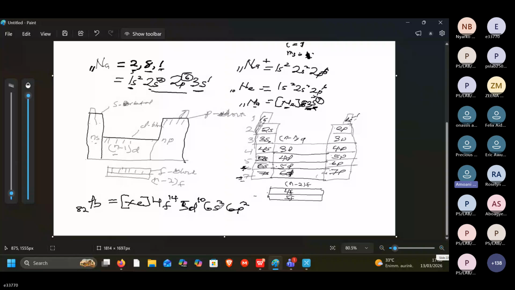Please, sir, we can't hear you. I'm not saying anything. I'm also trying to write my electronic configuration. Okay, sorry. So you two write your electronic configuration. Let's compare.